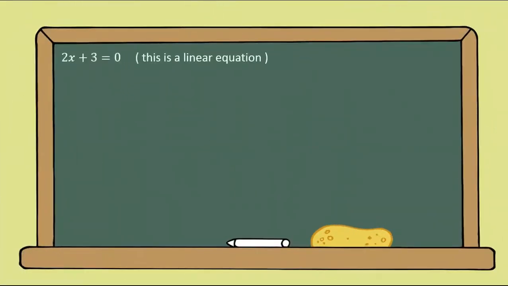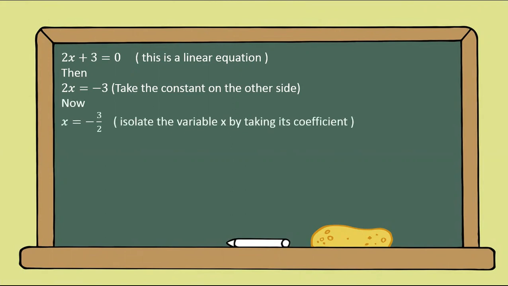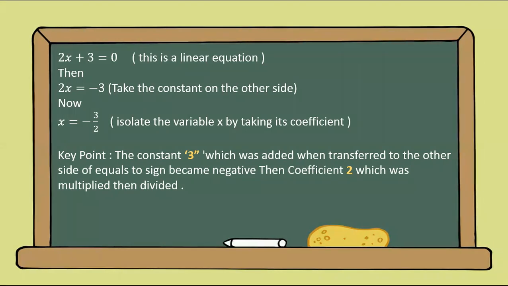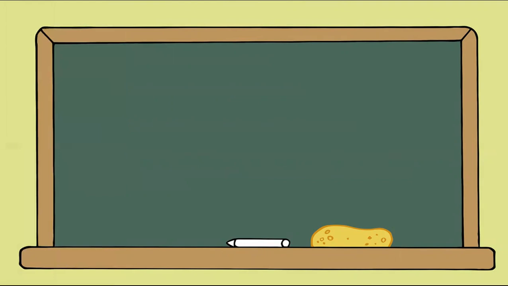Now let's take this example. If we have this linear equation, 2x plus 3 is equal to 0, then 2x is equal to minus 3. Let's take the constant on the other side. As the constant 3 was positive, when it goes to the other side of equals to, it is negative. Then we have x is equal to minus 3 by 2, because we have to isolate the variable by taking its coefficient 2. As we know, the constant 3, which was added, when transferred to the other side of the equals to sign became negative. Then the coefficient 2, which was multiplied, went under 3. So we have gotten the value of x is equal to minus 3 by 2.